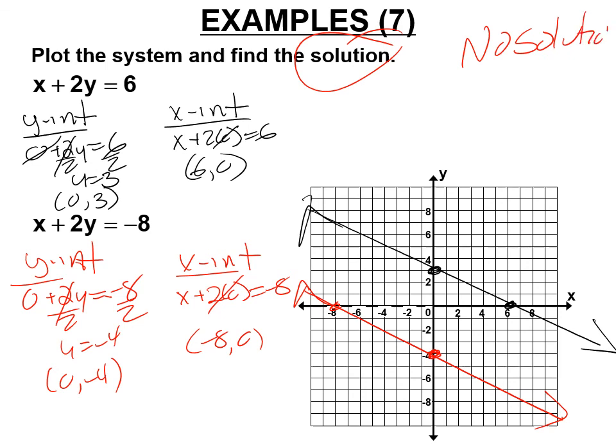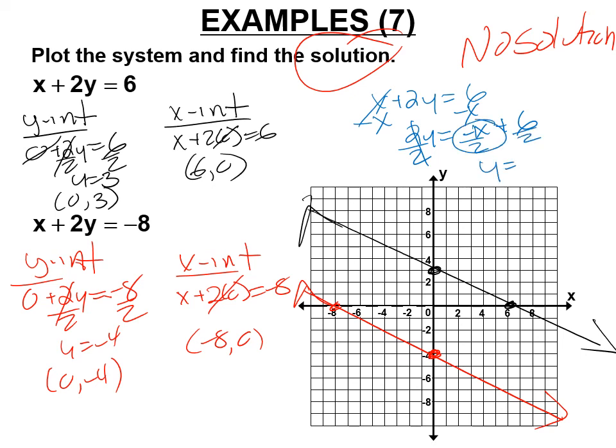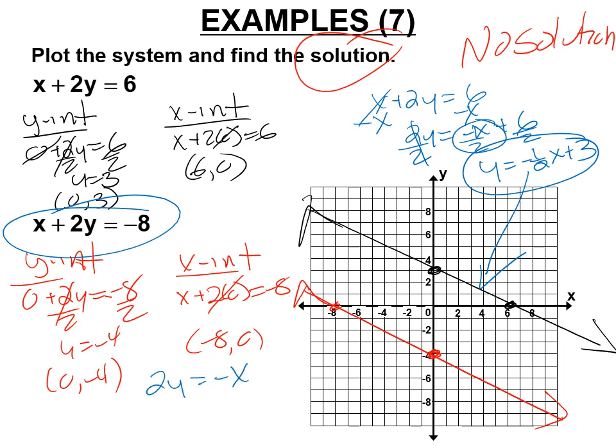Now, how could we be 100% certain? They certainly look parallel, right? A good way is to change them into slope-intercept form. Subtract x from both sides: 2y equals -x plus 6. Divide both entire sides by 2. That's y equals -1/2 x plus 3. That's this line right there. For this one, subtract x from both sides, you get 2y equals -x minus 8. Divide both entire sides by 2. That's y equals -1/2 x minus 4. That's this line in red. I did it in blue, unfortunately. They have the same exact slope, -1/2. There is no solution when that happens.